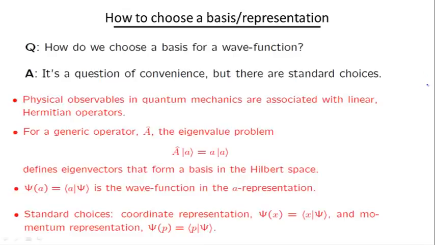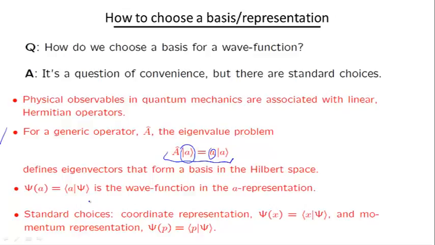So we already know that physical observables in quantum mechanics are associated with linear Hermitian or self-adjoint operators. For a generic such operator, one can define the eigenvalue problem as here, which is basically the problem of finding a vector or a set of vectors which, under the action of the operator, don't really change but are just stretched by a certain eigenvalue A. And for a Hermitian or self-adjoint operator, these values of A are real numbers.